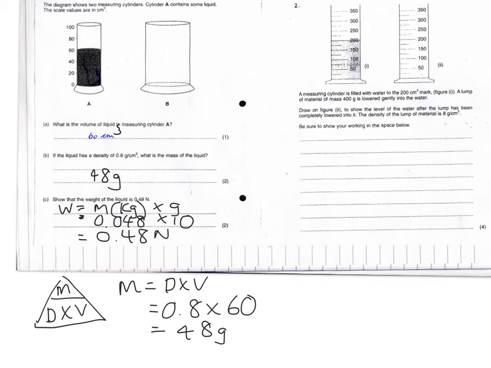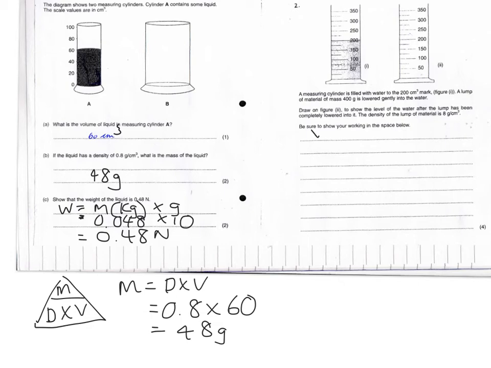We've got a measuring cylinder filled with water to the 200 centimetre cube mark. Then we have a lump with a mass of 400 grams which is lowered into the water, and we need to work out the new volume, which is therefore going to be a combination of the liquid plus the lump, whatever that is. So what we're going to do in this case is we're going to rearrange our density formula triangle and we're going to look at volume.